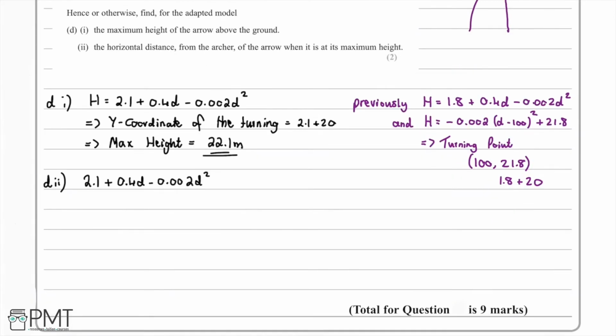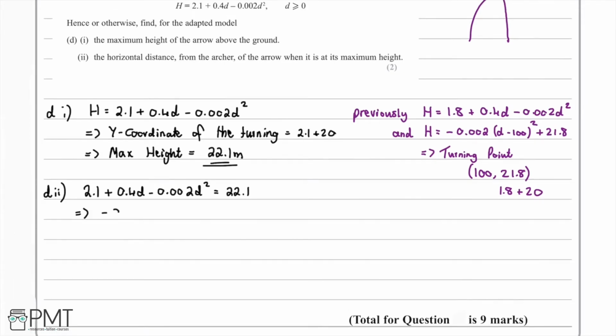So now taking a look at the second part of question D, we're asked to find the horizontal distance from the archer of the arrow when it's at its maximum height. So we know the equation of our model is 2.1 plus 0.4d minus 0.002d squared. And we know that the maximum height is going to be 22.1 meters. So therefore we can set our equation equal to 22.1. And then we can rearrange this and use the quadratic formula to solve for d.